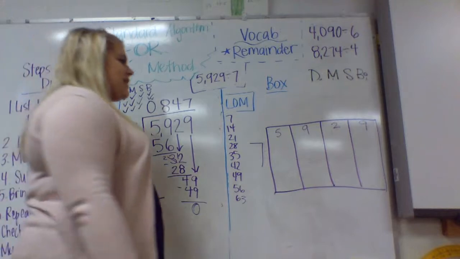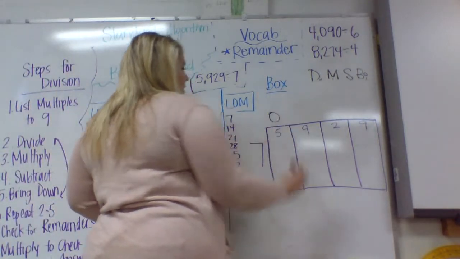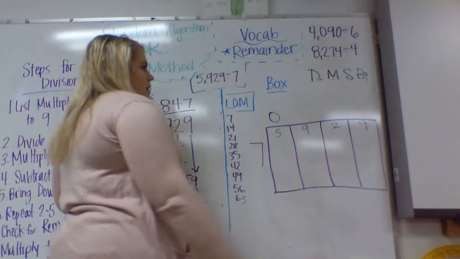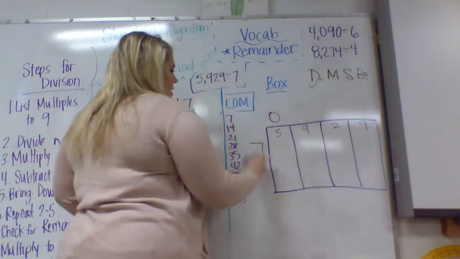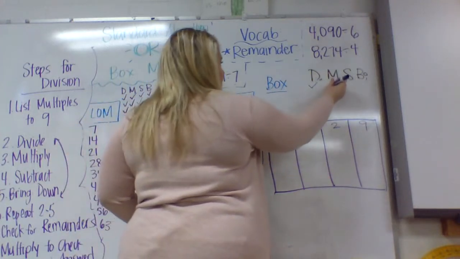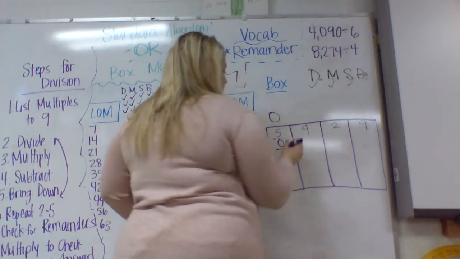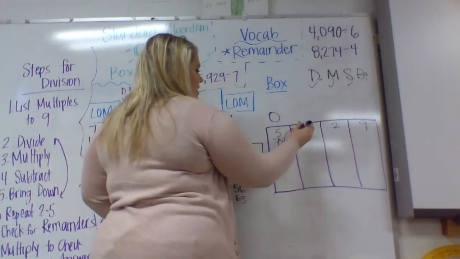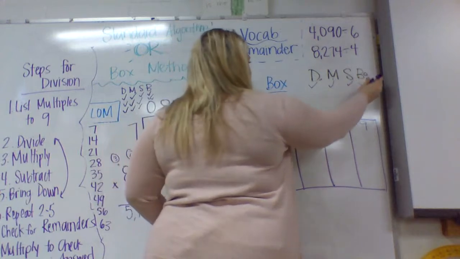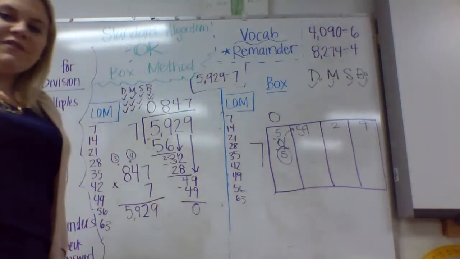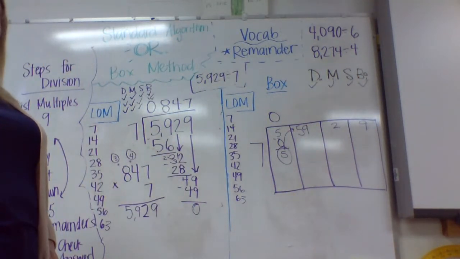How many times can 7 go into 5? Well, I know that it can go in 0 times. 0 times 7 is 0. 5 minus 0 is 5. Now I'm going to circle my 5, and that's what I'm going to bring over for 59. Now I'm going to start all over.